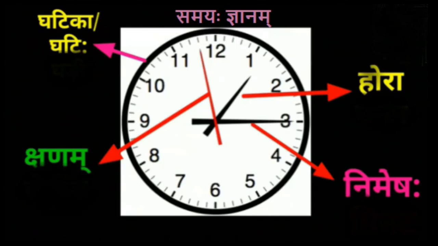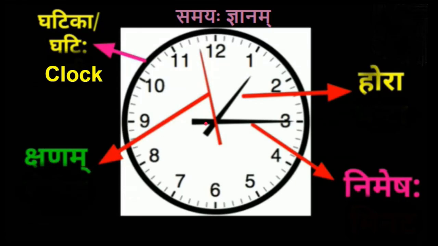Let us understand first which hand is called what. Samayah Jnanam. Let us start with this red colored hand. As we can clearly see, it is thinner and longer than the other two hands. So that is the second hand. It is called Kshanam. Kshanam, that is the second hand.